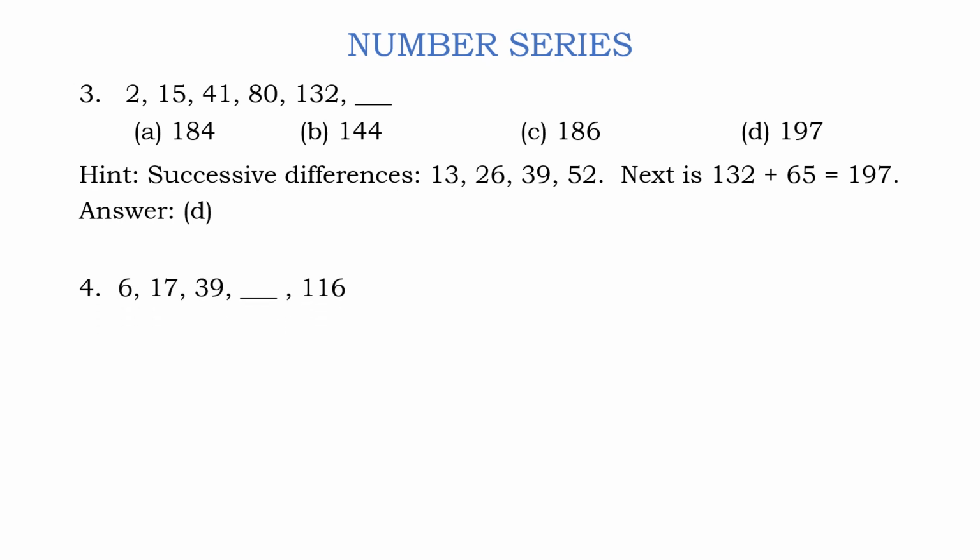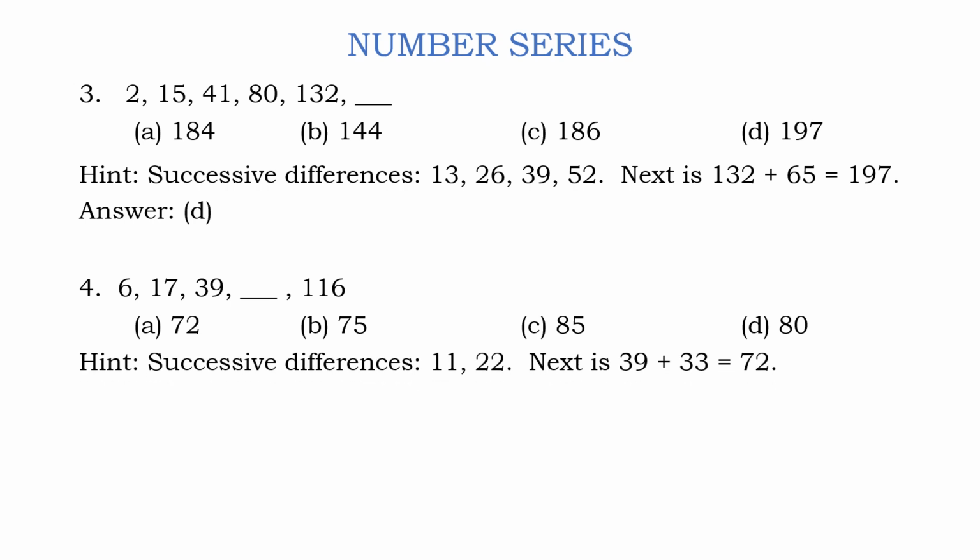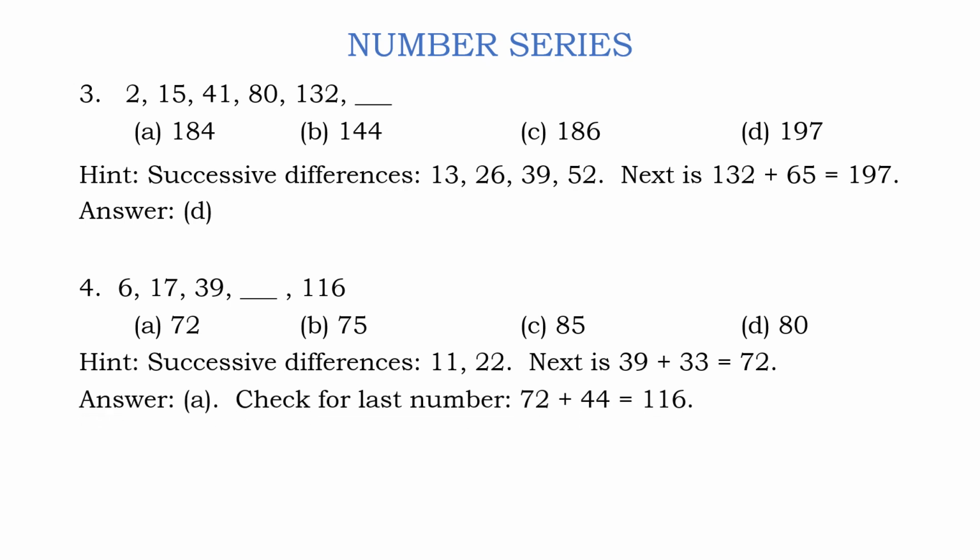Next, 6, 17, 39, blank, 116. So here we have four answers. Now the successive differences are: 6 and 17 differ by 11, 17 and 39 differ by 22. So the next difference should be 33. So 39 plus 33 is 72. Then next will be 44. 72 plus 44 is 116. So 72 is the right answer.